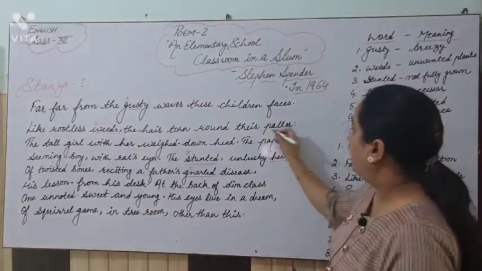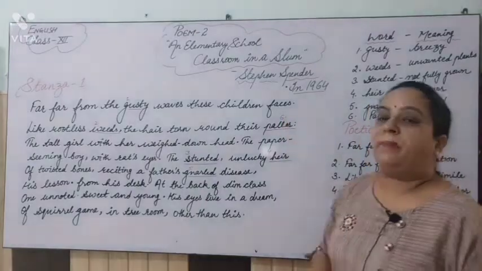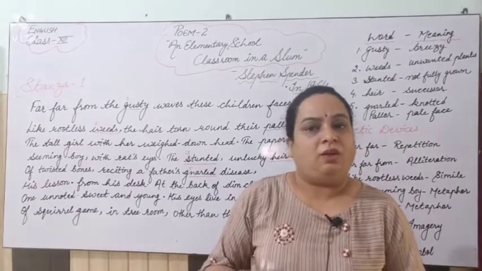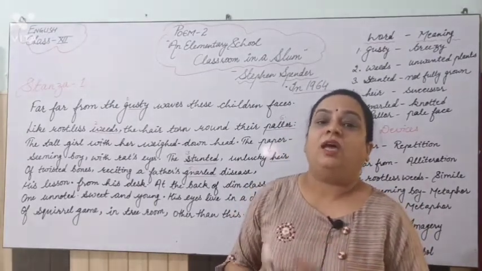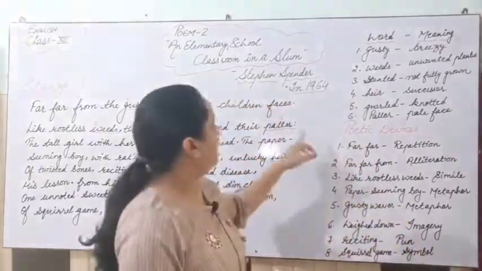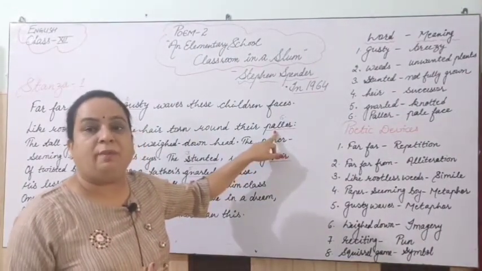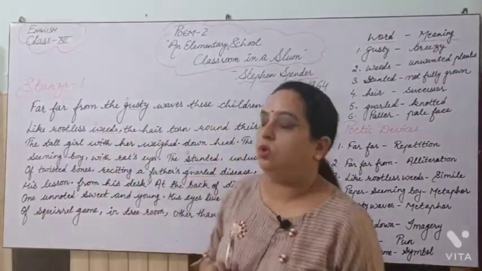And what is the meaning of pallor? This word pallor I have written at number 6. Pallor is what? A pale face, because they are not looking energetic. And why do they have pale faces? Because they are not healthy, they are malnourished, right? So that's why their pallor means they have pale faces. So this is written in these first 2 lines.